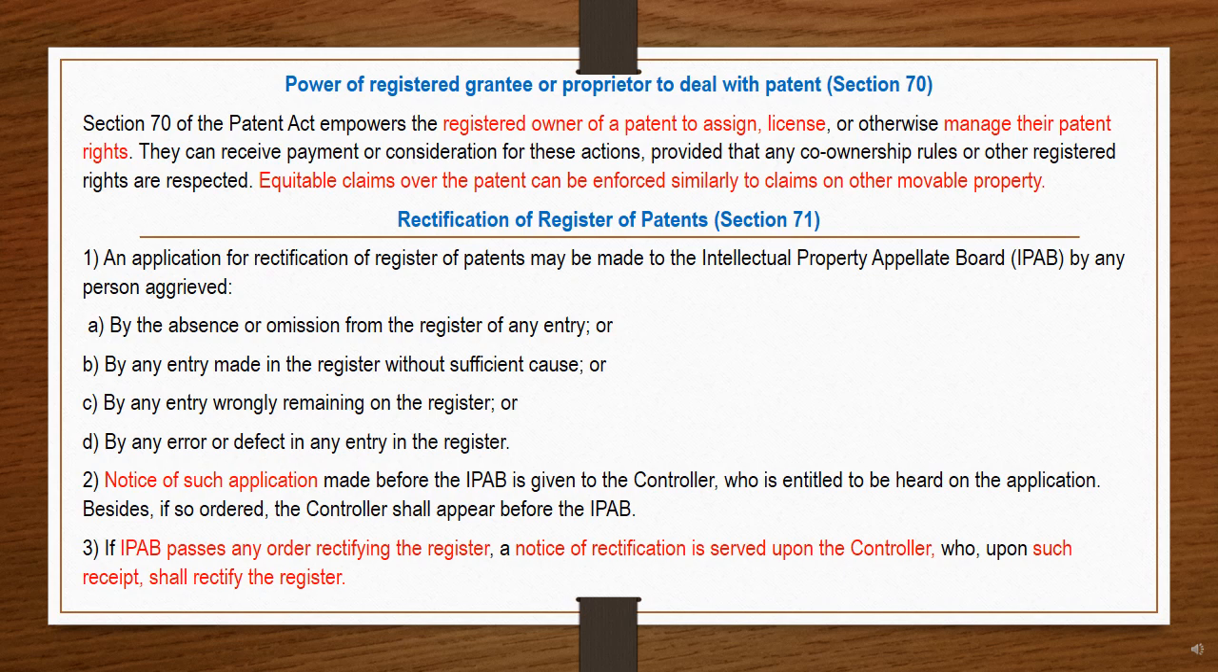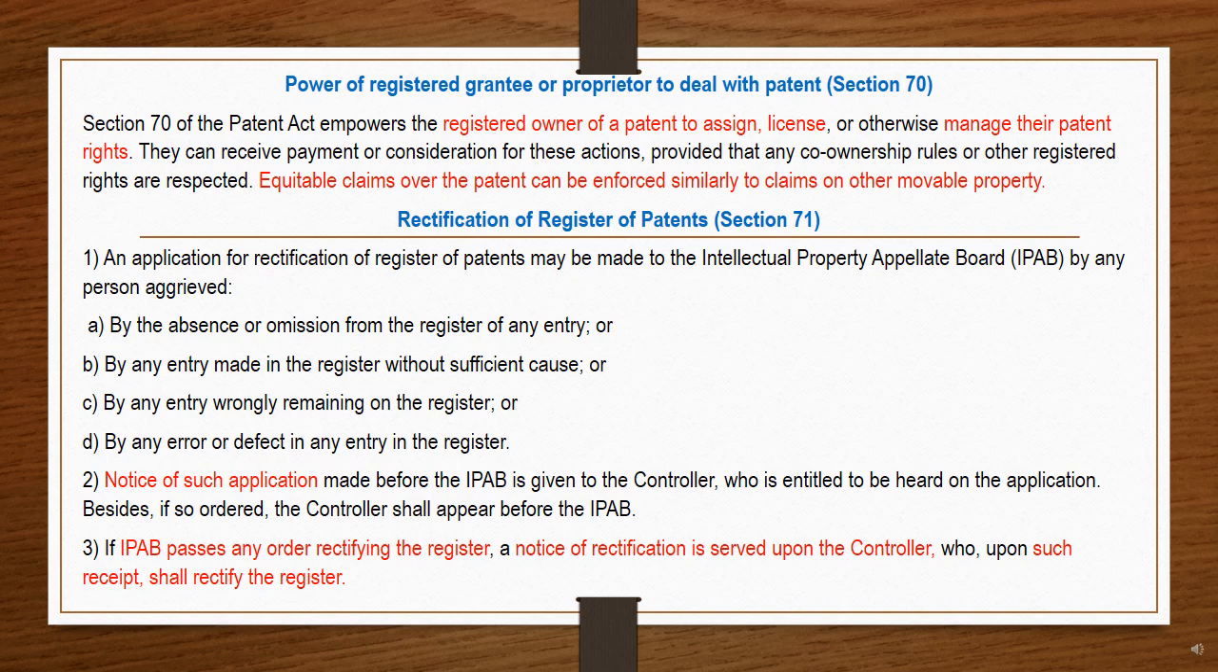Next is section number 71, rectification of the register of patents. In that first one, applications for rectification. Any person who feels aggrieved can apply to the Intellectual Property Appellate Board IPAB for rectification of the patent register due to A. Missing entries or omissions in the register. B. Entries made in the register without sufficient reason. C. Entries wrongly remaining in the register. And D. Errors or defects in any entry.